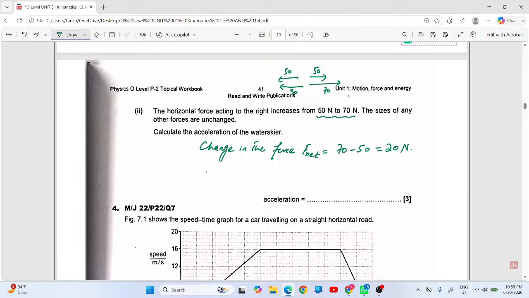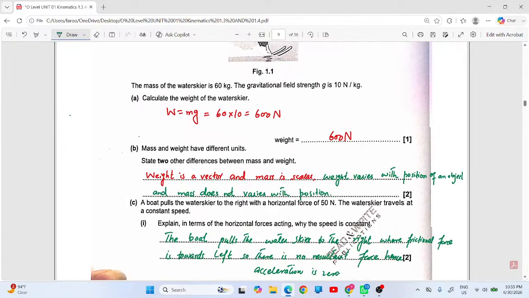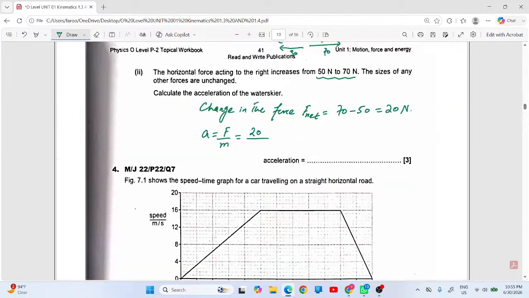Now acceleration equals force over m, Newton's second law. Force is 20. What was the mass? We found it above, 600... no, not that, 60 kg. So this becomes 1 over 3, 0.333. So this is 0.33 meters per second squared.